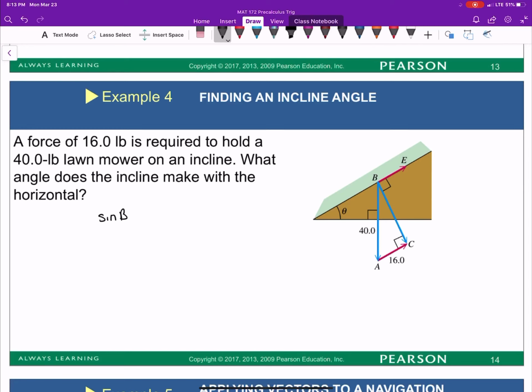So we have the sine of B is equal to 16.0 over 40.0, which is equal to 0.4. So B is equal to, when you take the sine inverse of both sides, around about 23.6 degrees.